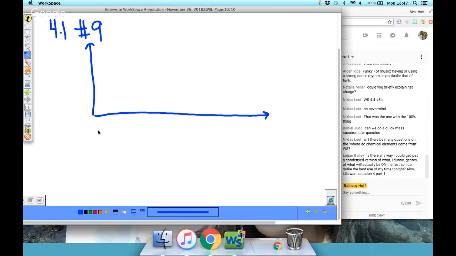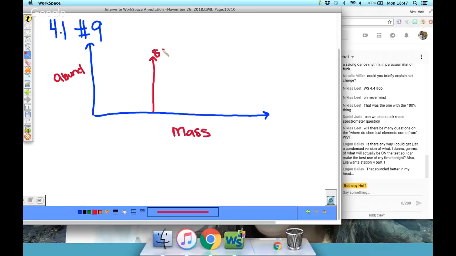Okay, so here's our mass spectrometer. We are given some data. Right here is going to be abundance. Right here is going to be mass. So what we would have right here in number 9, we are given a tall peak right here at 85. And then we are given another peak, a little bit shorter, at 87.